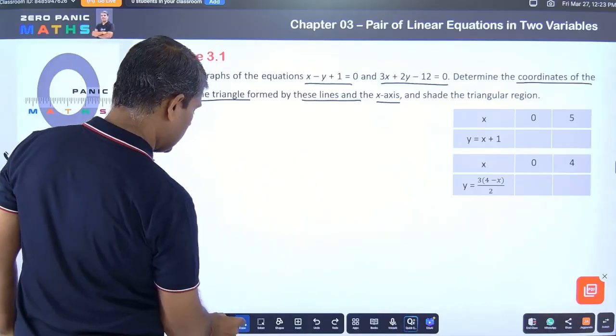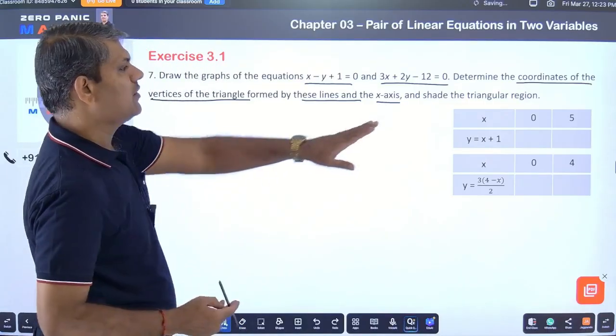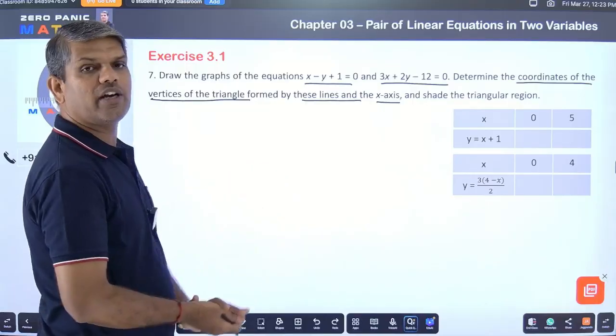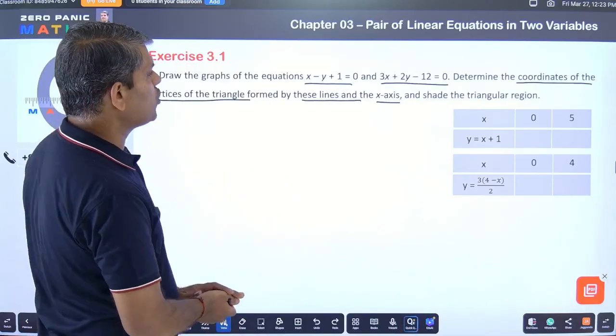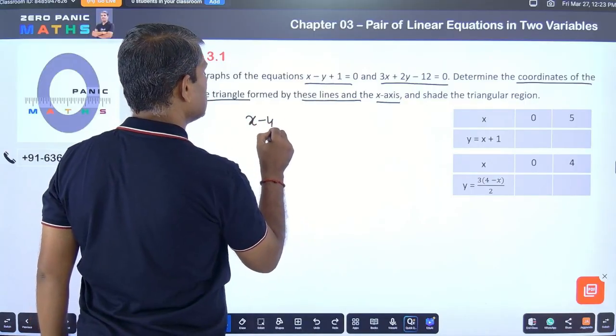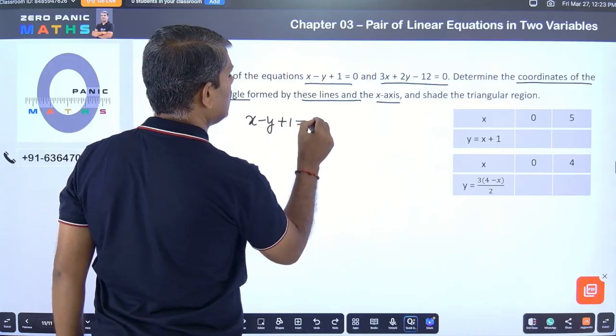Okay, now let us first put some values into it and then prepare the coordinates for the lines to be drawn. Okay, first is x minus y. X minus y plus 1 is equal to 0.